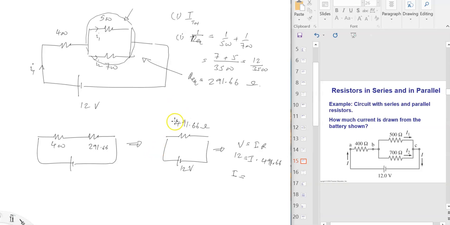Oh, what am I doing here? This is 691. Sorry about that. This is what happens when you do things in a rush. I'm trying to make it before 30 minutes. 12 divided by 691.66, I have 0.0173 amps, or I can say 17.3 milliamps. That's the total current in this circuit.